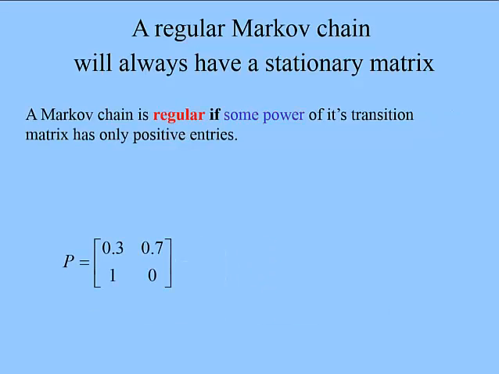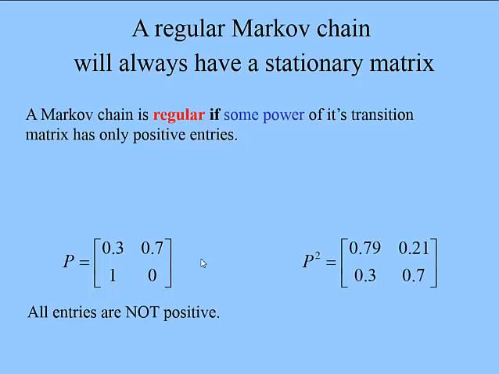Here's another one. Is it regular? Well, not if there's a number in it that is not positive. However, it says if some power is positive. Let's do the second power of this matrix. Notice the second power comes out to have all positive entries. So this is a regular Markov chain. Look at this.